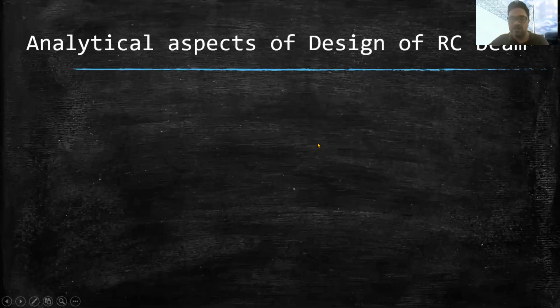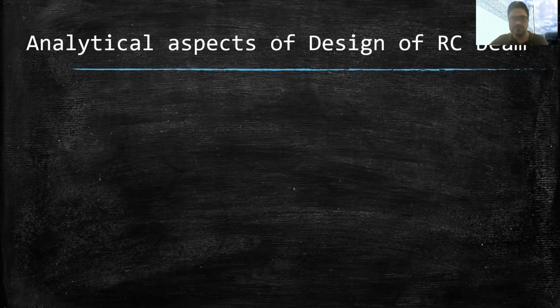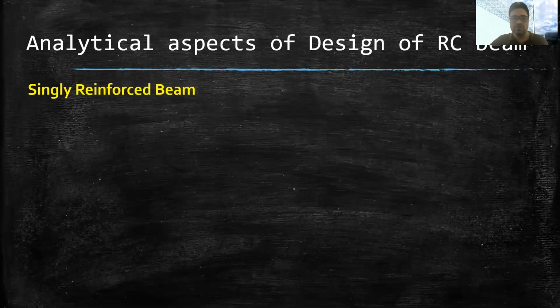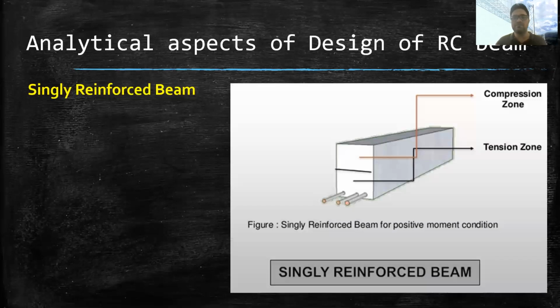Hello, welcome back. So in this part, we will try to understand the analytical aspects of design of reinforced concrete beam. In the reinforced concrete beam, the first or basic beam that we try to understand is called the singly reinforced beam. Till now, the beam sections that I have shown you were of singly reinforced beam. Now, what is the meaning of singly reinforced beam?